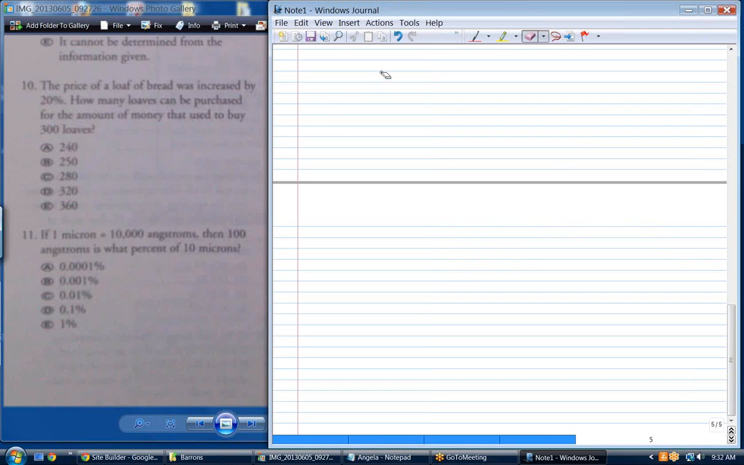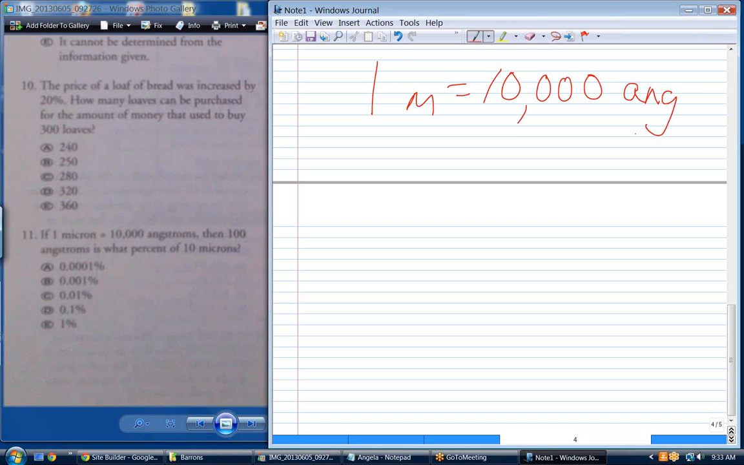11. 1 micron equals 10,000 angstroms. Then 100 angstroms is what percent of 10 microns? And unfortunately, I'm experiencing a problem again. Well, this is a hard problem. Don't feel bad that you're not knowing what to do here.